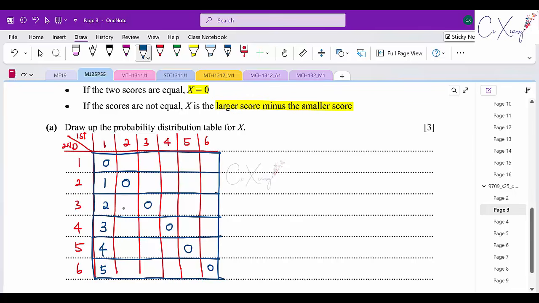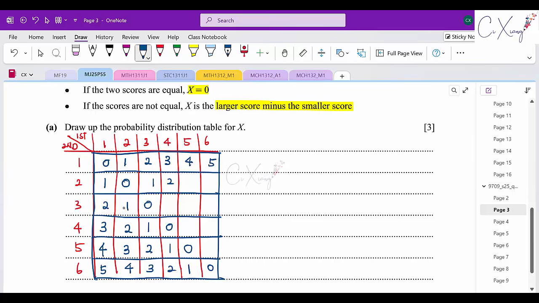Okay. Then similarly for this particular cell, it will be 3 minus 2, which is 1. Then 4 minus 2 is 2. 5 minus 2 is 3. 6 minus 2 is 4. Then you try to complete the whole table by filling in a suitable value for each cell. Okay, so 6 minus 5 is 1. Similarly here, 2 minus 1 is 1. 3 minus 1 is 2. 4 minus 1 is 3. 5 minus 1 is 4, and so on.